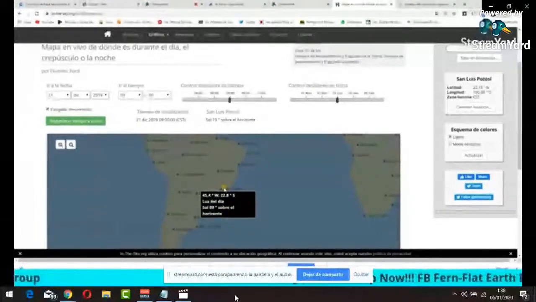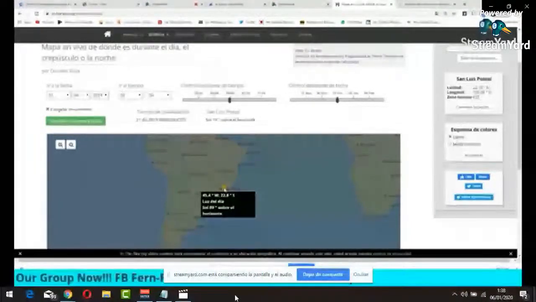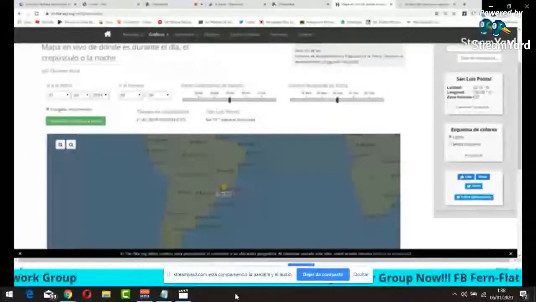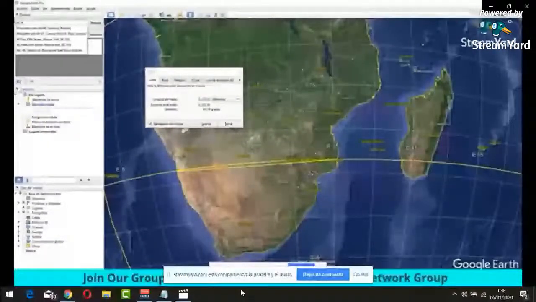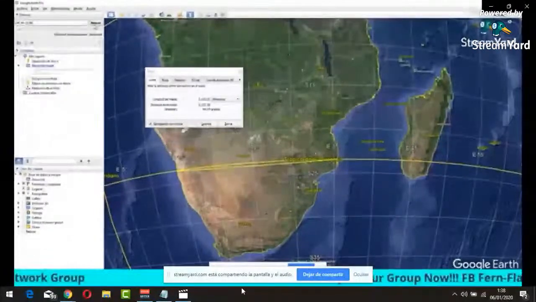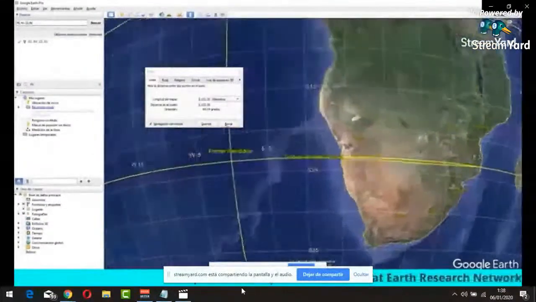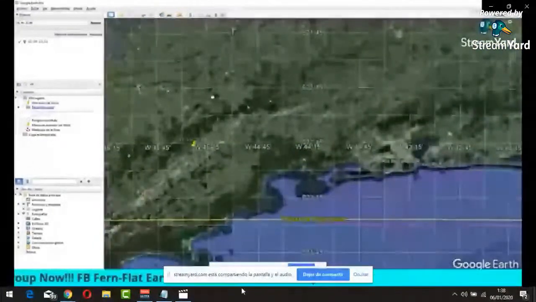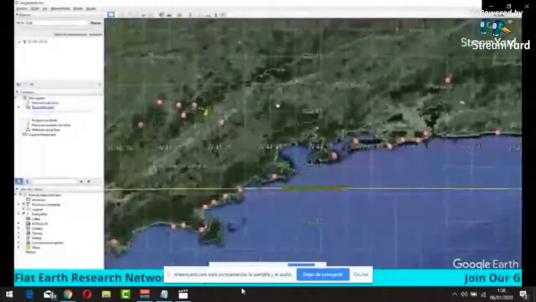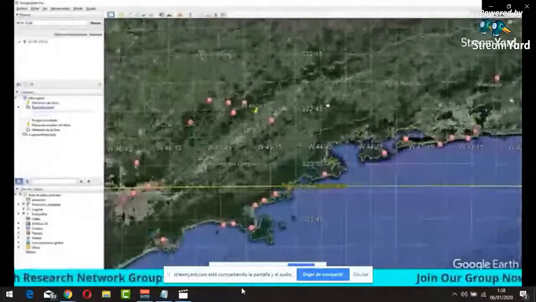The solstice is at 22.8. It's very interesting: 45.4 W, 22.8 S. Yeah, the Tropic of Cancer is around 37,000 kilometers, around 22,800 miles.